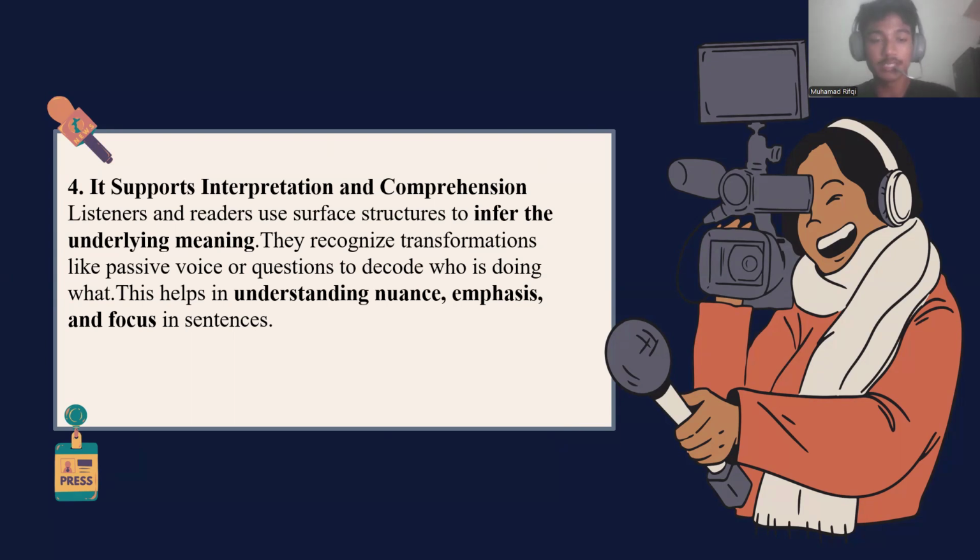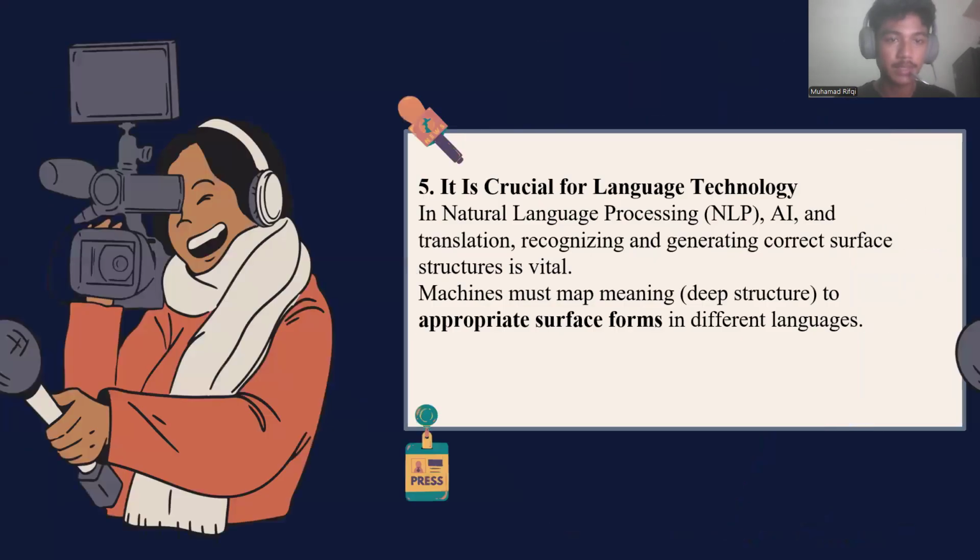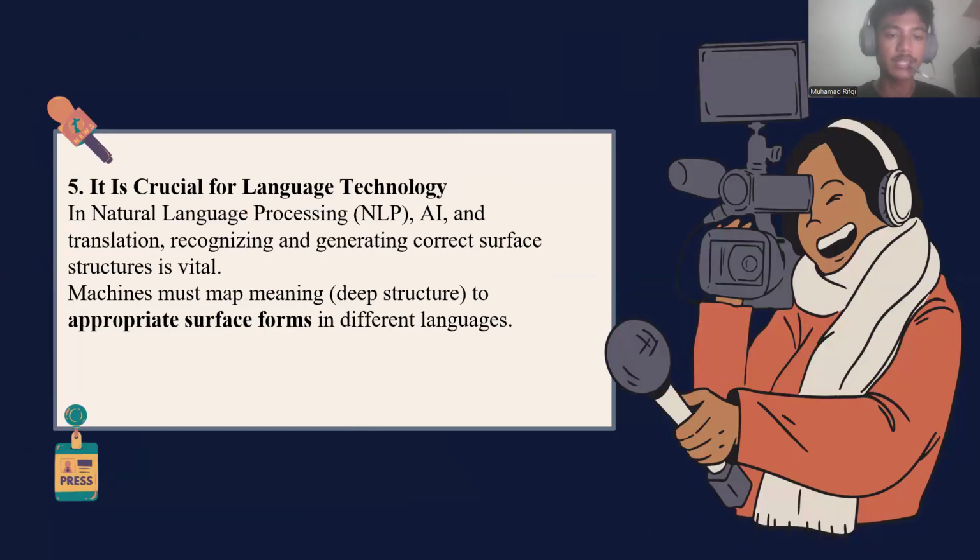Listeners and readers use surface structures to infer the underlying meaning. They recognize transformations like passive voice or questions to decode who is doing what. This helps in understanding nuance in passages and focus in sentences. Number 5, it is crucial for language technology.